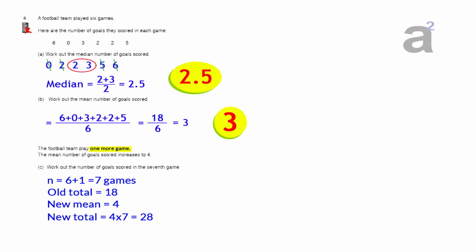So total is the mean times the number of games. Mean is 4 and number of games is 7. So 4 times 7 is 28. And for the 6 games we got the total before, which is 18. So the last goal will be 28 minus 18, which is 10.